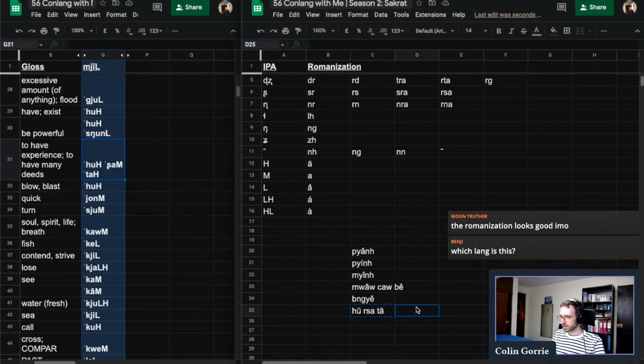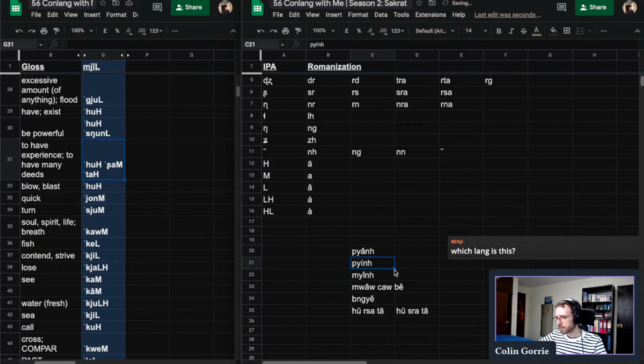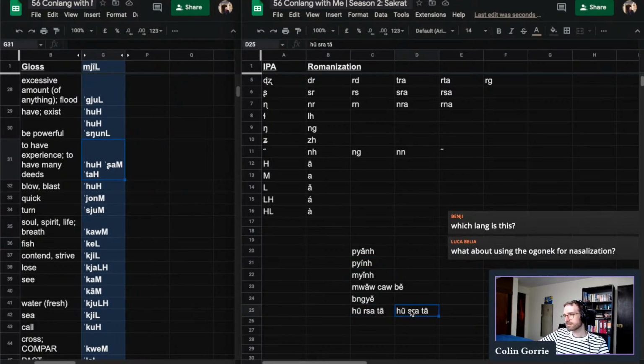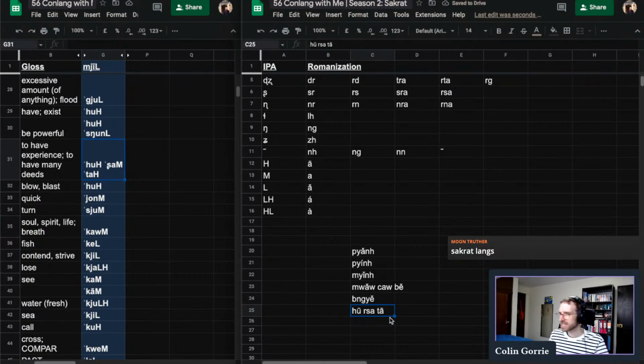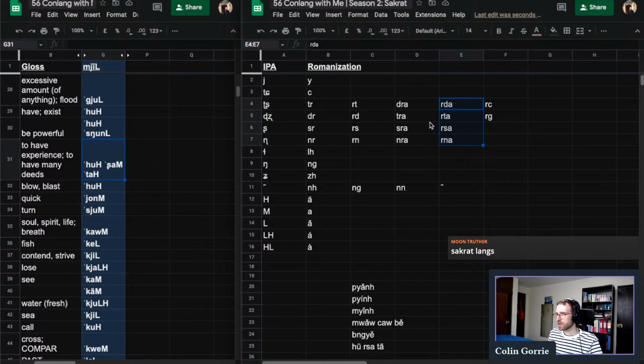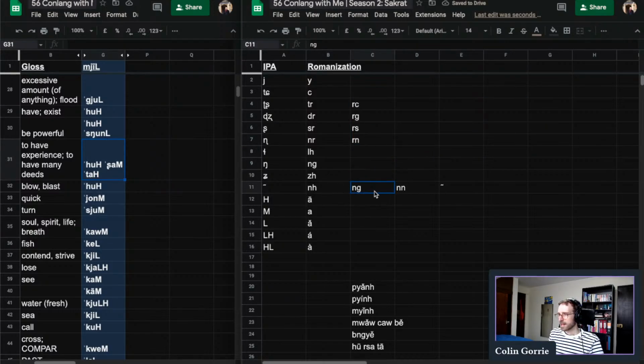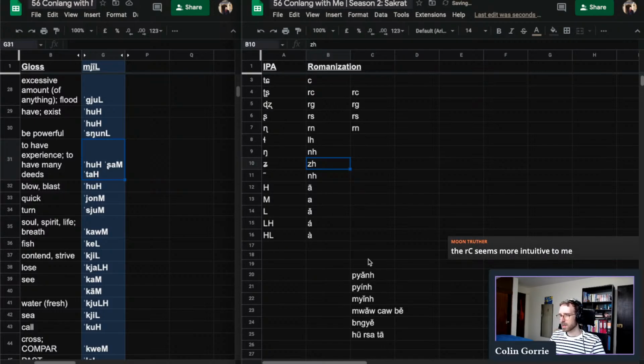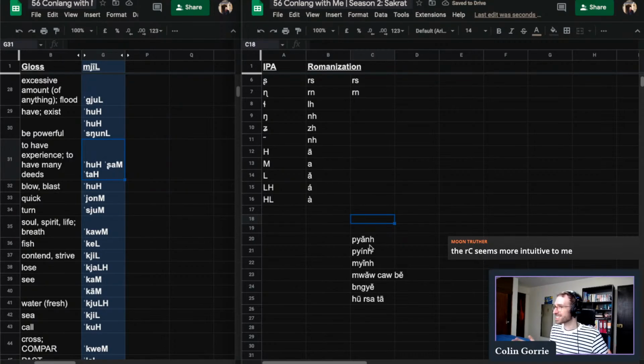And then if we do it with the other kind of retroflex, hu sha ta. I almost think that this RS looks better. Okay, let's do the R before. And let's use Sauten's idea of RC and RG for tra and dra. And yeah, I think this gives us a romanization. So then we use NH. Okay, I'm pleased with this. This is good. I'm happy.